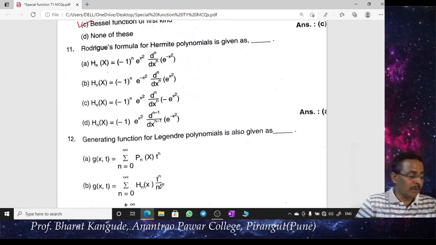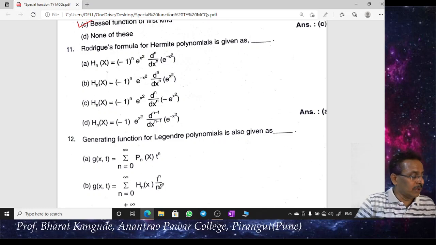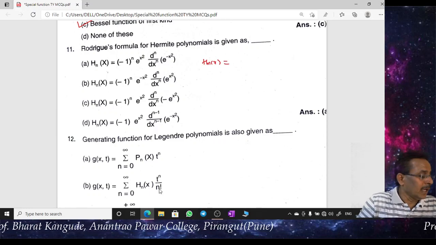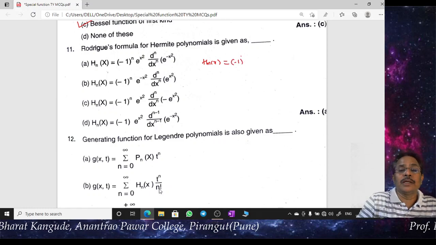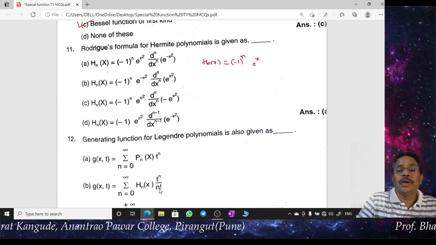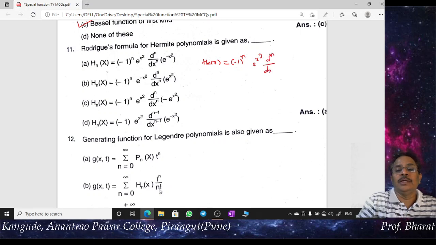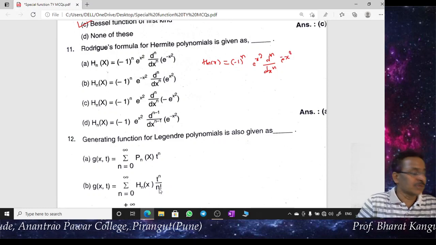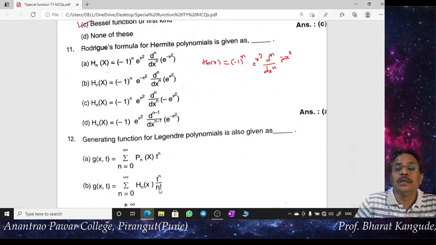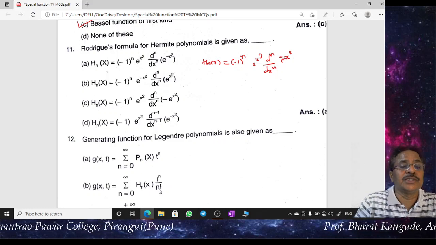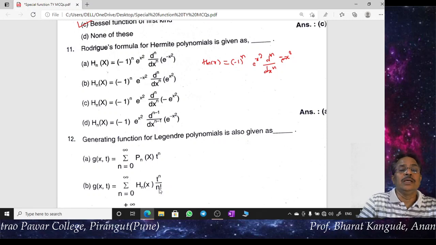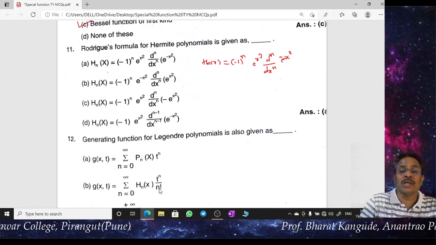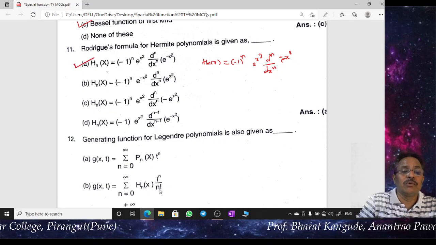So this formula, if you remember, is given by Hn of x is equal to, see how the symbols have been changed there, Hn of x is equal to minus 1 raised to n multiplied by e raised to x square into d raised to n upon dx raised to n multiplied by e raised to minus x square. And see here in our given options, Hn of x equal to minus 1 raised to n e raised to x square into d raised to n upon dx raised to n into e raised to minus x square. So this is correct as per our theory, and therefore this is the correct option.